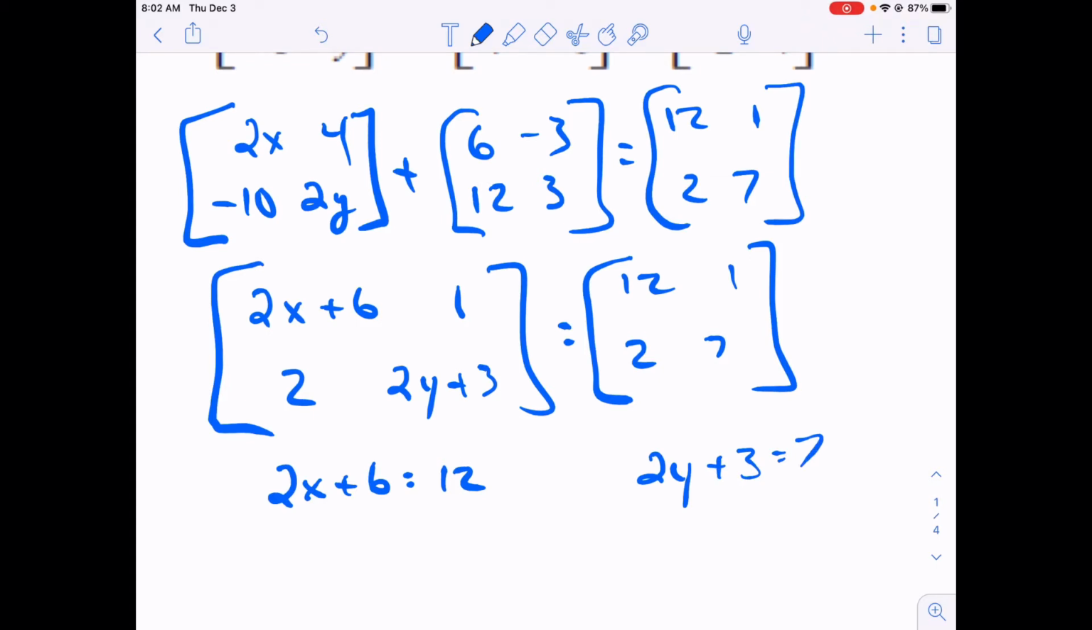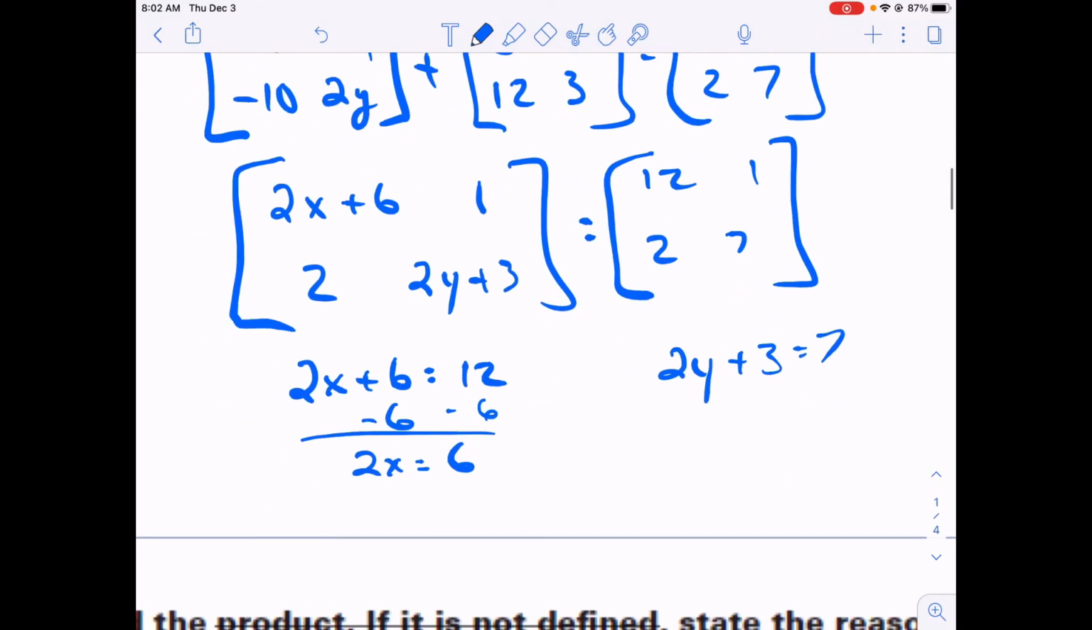All right, so I'll just go and solve for x and y here. So subtract 6, 2x equals 6. You divide by 2, x is 3. And over here we subtract 3, so 2y equals what, 4, so y equals 2.